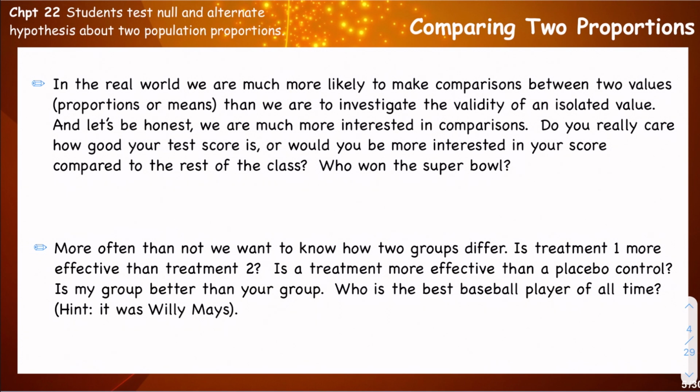So who won the Super Bowl? You don't just look at the one team's point totals. You compare the two and see who is better. So more often than not, we want to know how two groups differ. Is treatment 1 more effective than treatment 2? Is a treatment more effective than a placebo or a control? Is my group better than your group? Who is the best baseball player of all time? Hint, my opinion, it's Willie Mays.